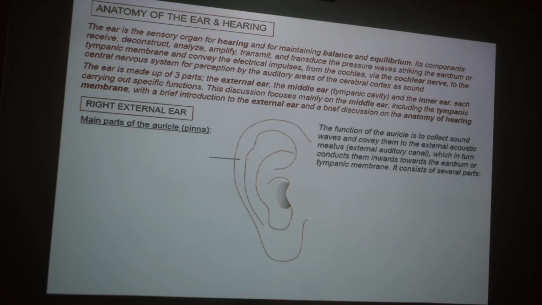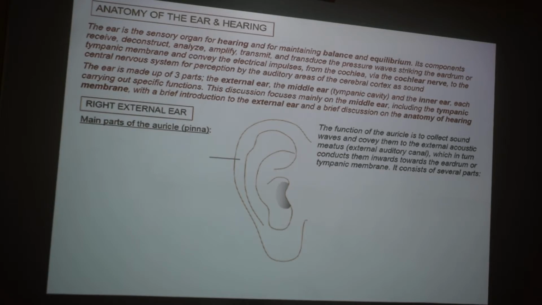So the function of the auricle, which you see outside, this is the auricle, is to collect sound waves and convey them to the external acoustic meatus. So what you are seeing here in the external ear, there are two parts. One is the auricle, which is this, and the other is this opening which you see. That opening is the external auditory meatus. So you have auricle and the external auditory meatus. This is the external ear. So the function of the auricle is to collect the sound and convey them to the external auditory meatus, which is this hole in your skull.